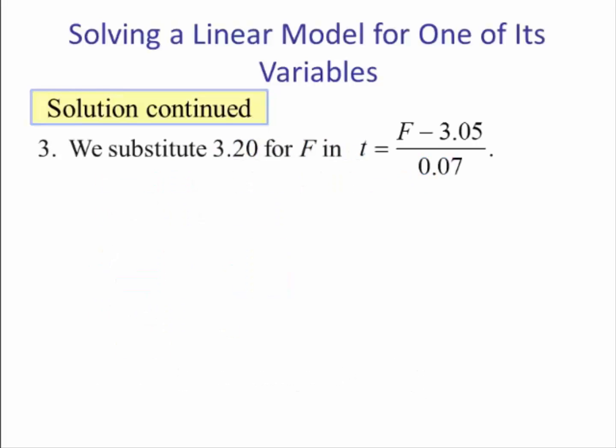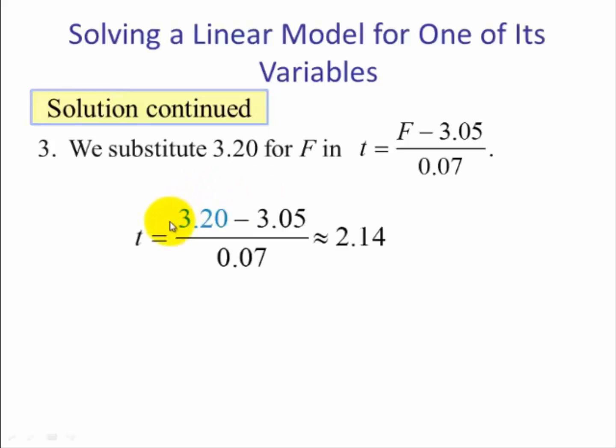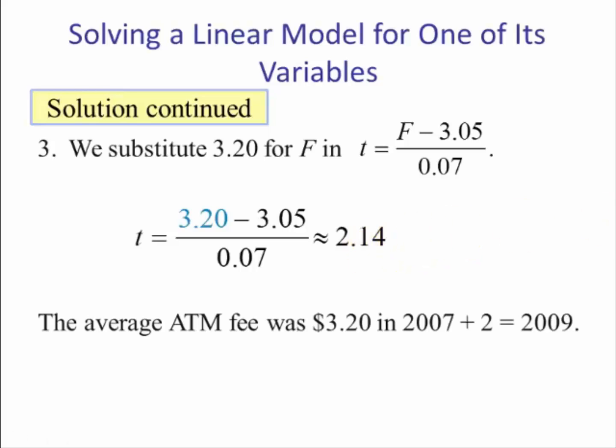Number 3, if we substitute $3.20 for F and compute t, we have $3.20, which is our F value, minus the $3.05, and then we divide that by 7 cents, and we get approximately 2.14. If you remember, the units for t are years, so this is how many years beyond 2007. So this is about 2009.